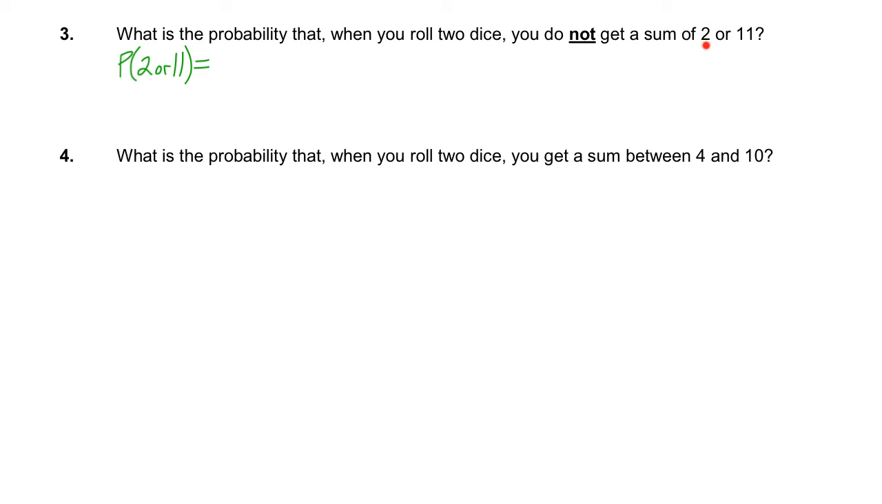How many ways can you roll a 2? Well, that only happens one way. How many ways can you roll an 11? Well, that happens 2 ways. So the probability of getting a 2 or 11 is 3 out of 36. So what's the probability of getting not that? So everything else. Well, if 3 out of 36 is this, 33 out of 36 has to be everything else.